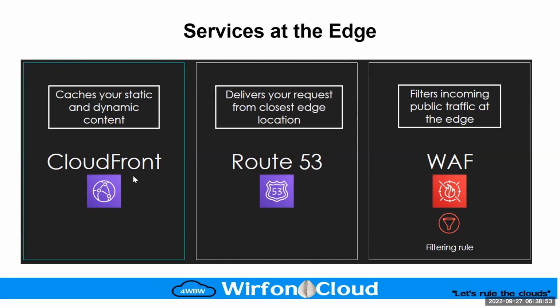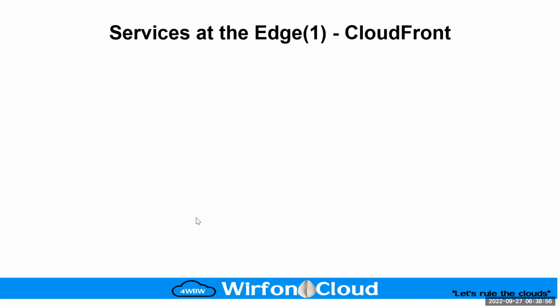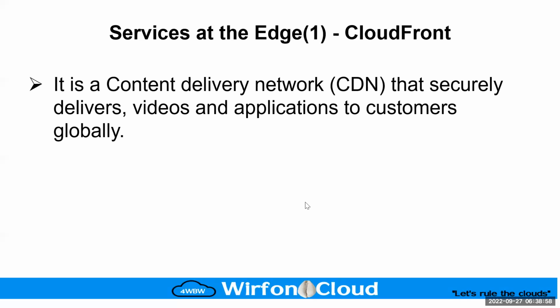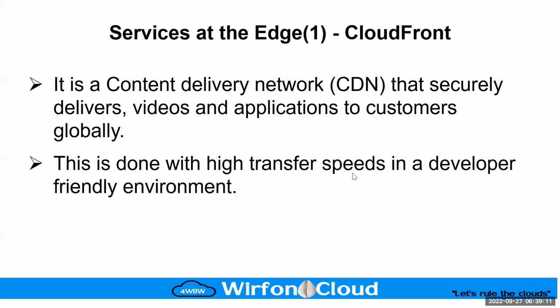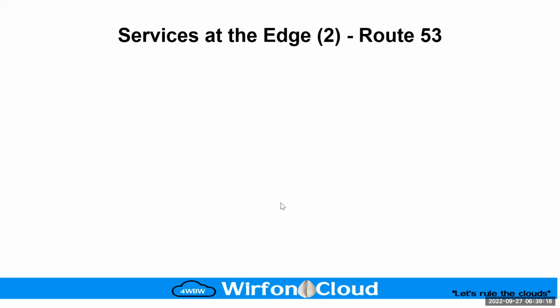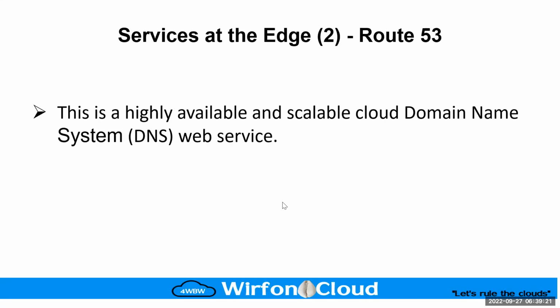We'll go a little bit deeper into this. We'll start from CloudFront. It's a content delivery network that securely delivers videos and applications to customers globally. This is done with high transfer speeds in a developer-friendly environment. So we have Route 53. This is a highly available and scalable cloud domain name system, known as DNS web service.